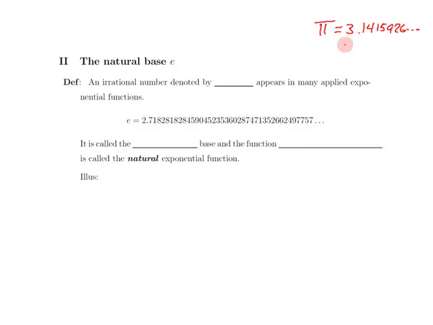It is a number that represents the ratio of any circle's circumference divided by its diameter. That's what you always get, is this number 3.1415926 and so forth. It's irrational, meaning that it has an infinite decimal expansion that does not repeat any pattern. And like I said, it shows up in a lot of different places in mathematics.